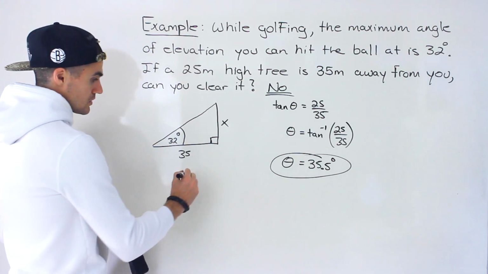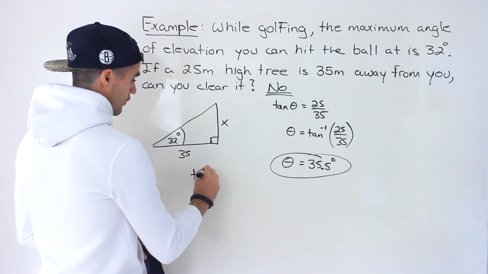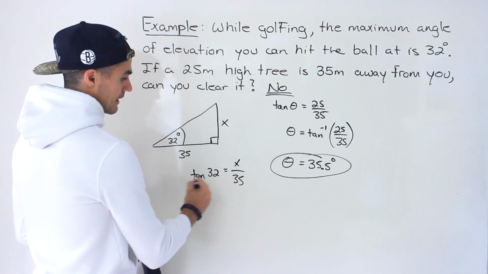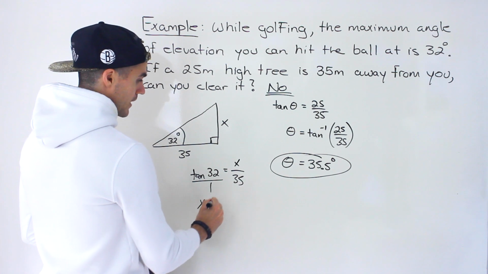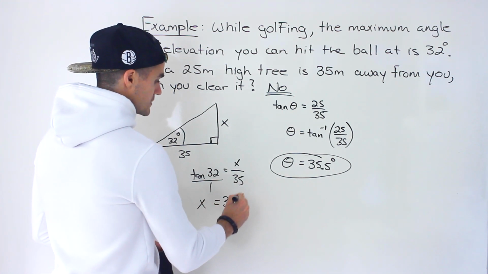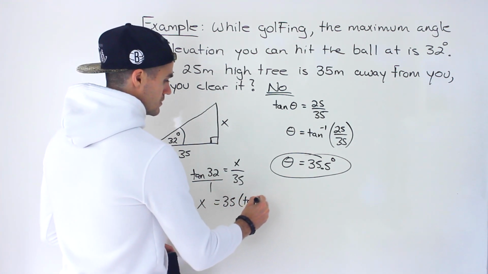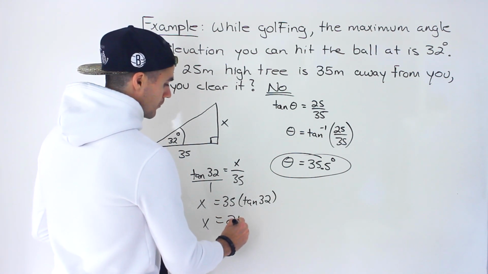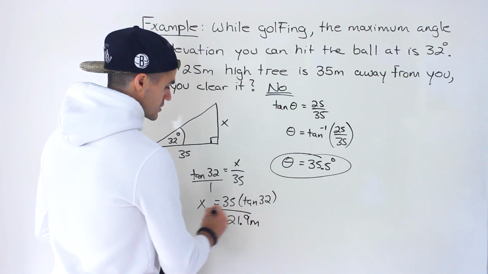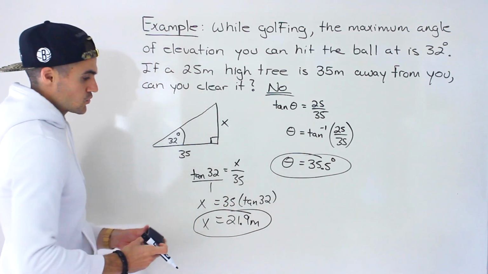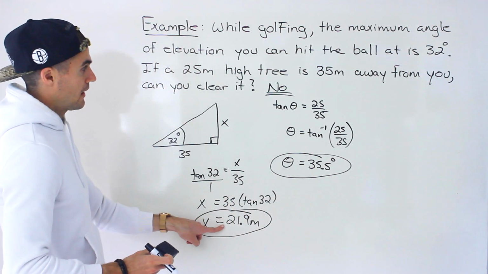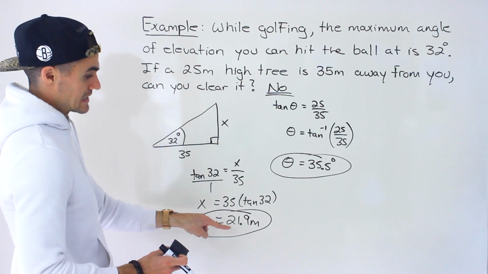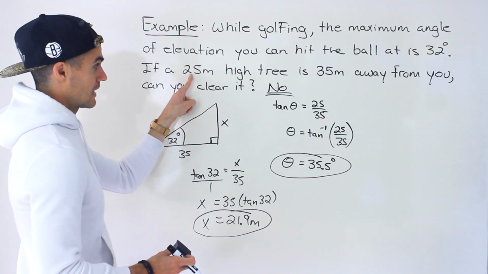And so what we could do here is we can go tan of 32 equals x over 35, like that, and then we cross multiply, so x would be 35 times tan of 32, and that's going to give us approximately 21.9 meters. And notice that this 21.9 meters, we would compare it to the height of the tree that we're given, 25 meters, and notice that this is less than that, right?